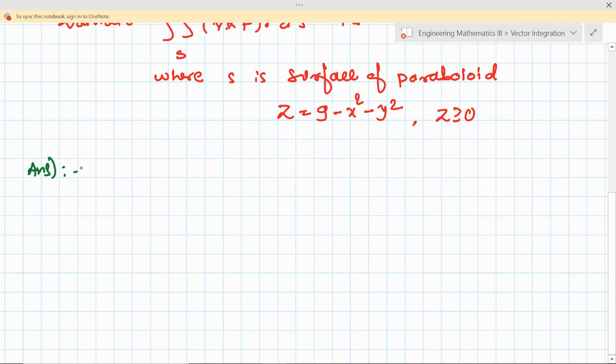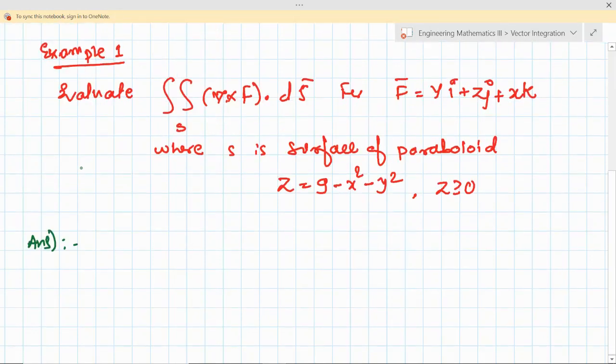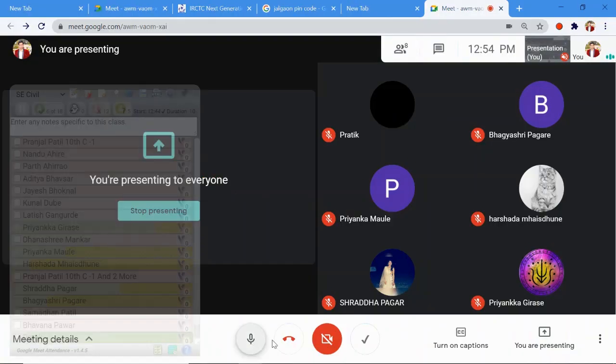If we want to find this surface integral, then by the theorem you may find the line integral, or you can find the surface integral. Okay, so just hold for a minute.